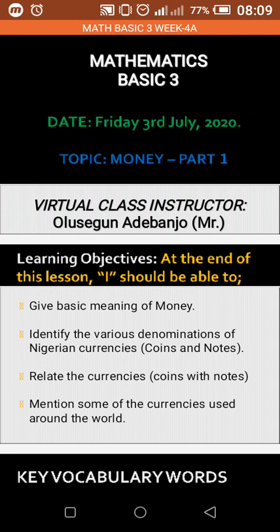Today I have about 4 learning objectives for you. At the end of this lesson, you should be able to: first, give the basic meaning of money; second, identify the various denominations of Nigerian currencies, that is coins and notes; third, relate the currencies, comparing coins with notes; and the last one, mention some of the currencies used around the world.